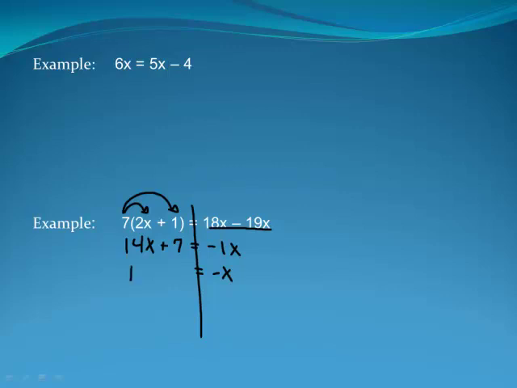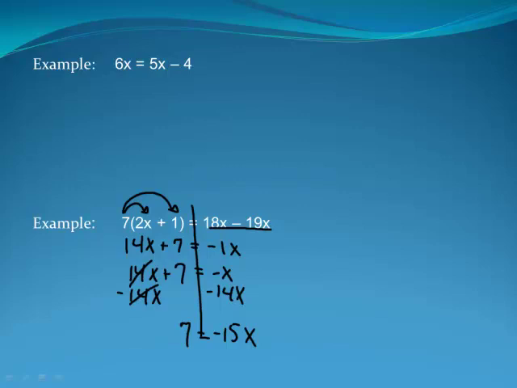Over here on the left-hand side, I still have 14x plus 7. All right, so I'm going to choose to move my x to the right-hand side. So I'm going to subtract 14x from both sides. 14 minus 14 is 0. 0 plus 7 leaves me with 7 on the left-hand side. Right-hand side, minus x or minus 1x, minus 14x gives me negative 15 times x.